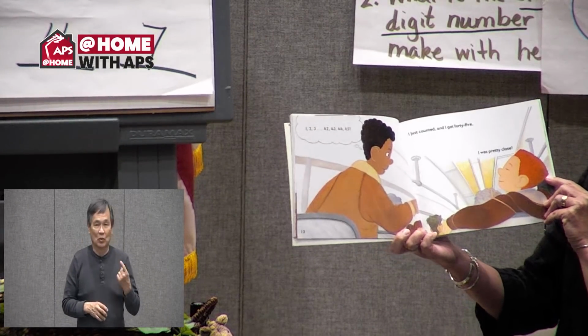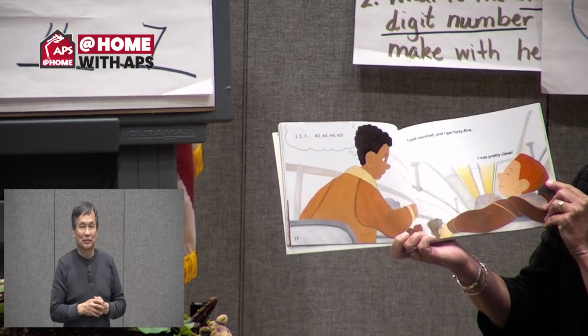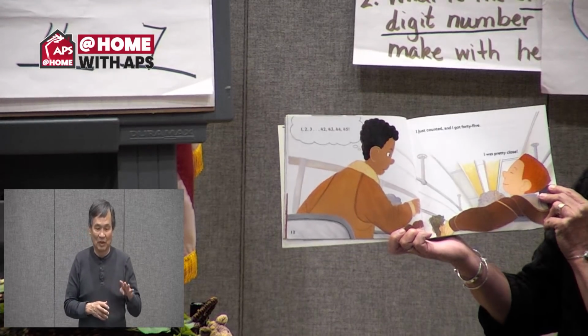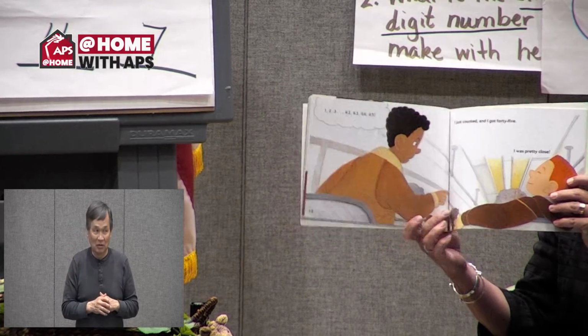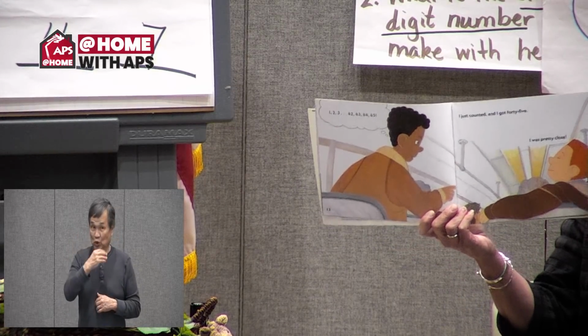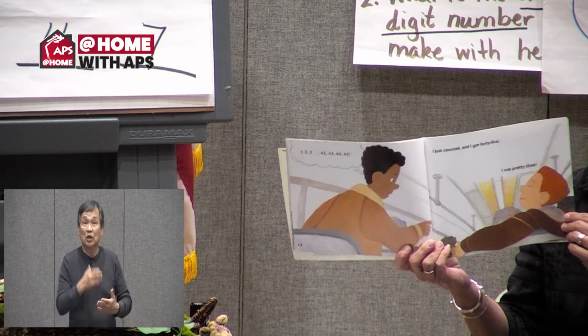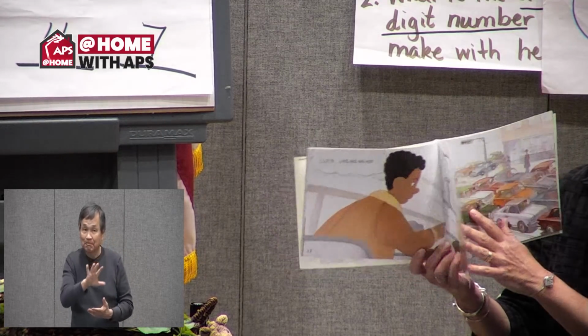1, 2, 3. His friend is counting. 42, 43, 44, 45. I just counted and I got 45. I was pretty close, says his friend. He was pretty close. That was a good estimate and a good strategy for getting it.